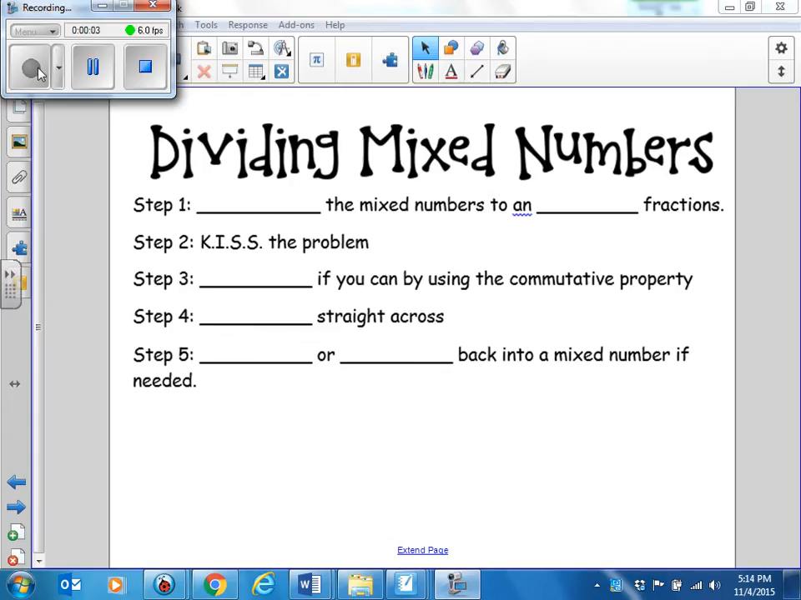Welcome to the video on dividing mixed numbers. Just like when we multiply mixed numbers, we're going to divide mixed numbers the same way, but we have to kiss it.